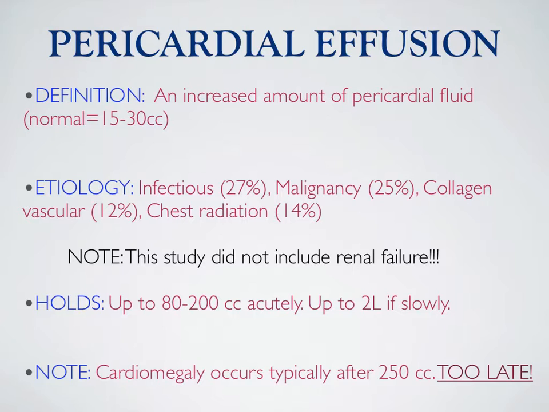Acutely, the pericardium holds up to 200 cc's. More than that, tamponade will ensue. But the pericardium stretches over time, so it can hold up to 2 liters if the fluid accumulates slowly, as it frequently does in chronic diseases. However, cardiomegaly, as seen on an X-ray, is a very late sign and typically occurs after 250 cc's of fluid have accumulated.